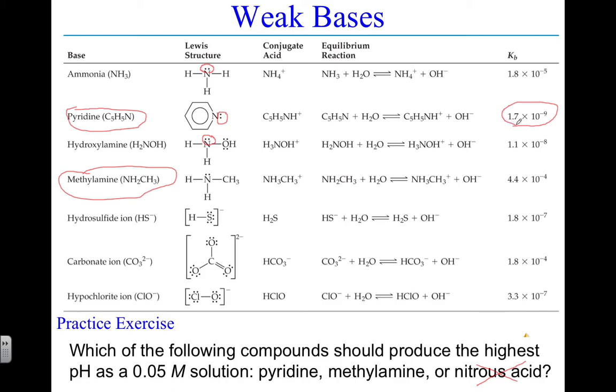So pyridine has a Kb of 1.7 times 10 to the negative 9th. Methylamine, 4.4 times 10 to the negative 4th. So which is a stronger base? That's right, it's the Kb that is larger. So that means that our methylamine is a stronger base. It will produce more hydroxide, right? So larger K value, more products are formed. It'll produce more hydroxide, which will give us a higher pH, or the most basic solution. So the answer here is methylamine.